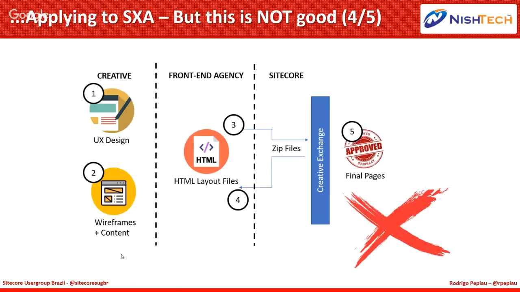But okay, how do we implement that? We are here trying, in this simulation, to ask the front end agency to create the HTML so we can import to Sitecore. No, this is not going to work, okay? And this is exactly what my experiment is trying to do. So okay, the happy path doesn't work. What are we going to do next?